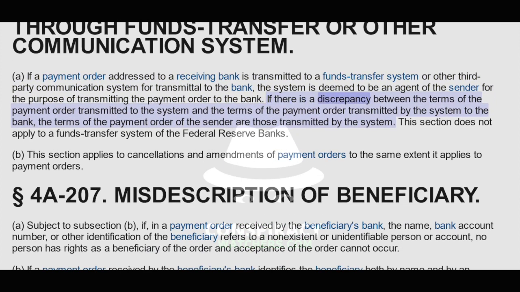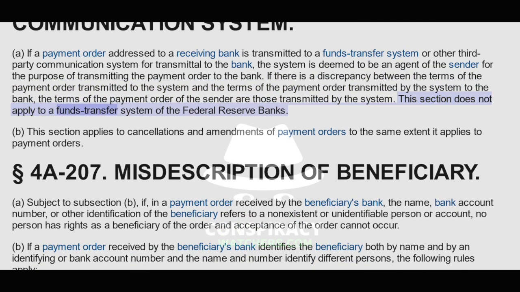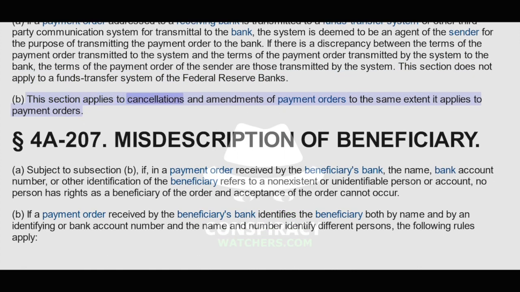If there is a discrepancy between the terms of the payment order transmitted to the system and the terms of the payment order transmitted by the system to the bank, the terms of the payment order of the sender are those transmitted by the system. This section does not apply to a funds transfer system of the Federal Reserve banks. This section applies to cancellations and amendments of payment orders to the same extent it applies to payment orders.